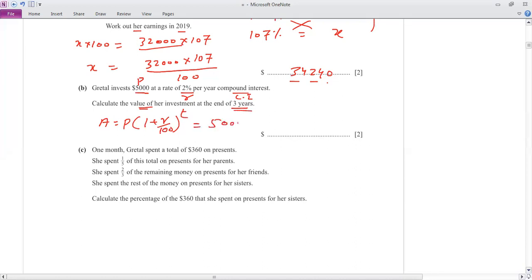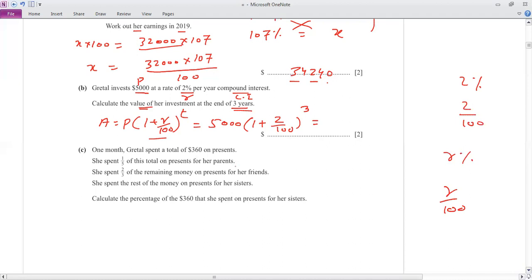Principal is 5,000 into 1 plus R is 2 over 100. Most of the time you will be thinking it is 2%, but I'm just writing 2. Actually, this percent means it will be 2 over 100. So already when we write this formula for R percent, it will be R over 100. So that's why I just write 2. T is 3, so write here 3. Now I will calculate this one, and always try to calculate once. Don't calculate in parts, otherwise you need to round and you might get a slightly different answer.